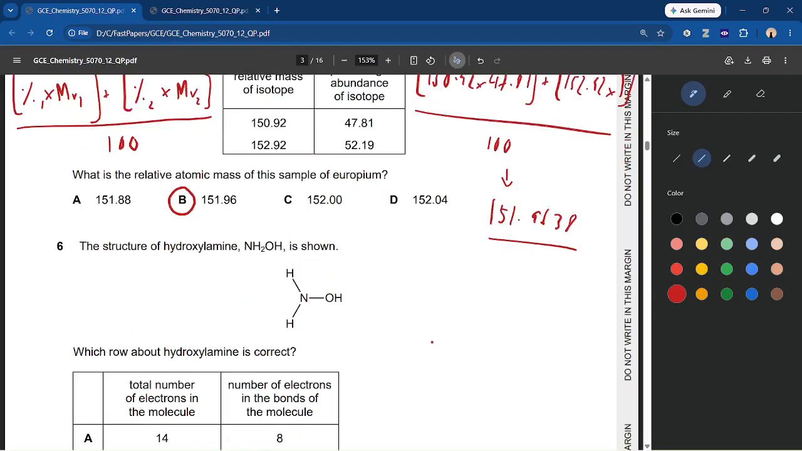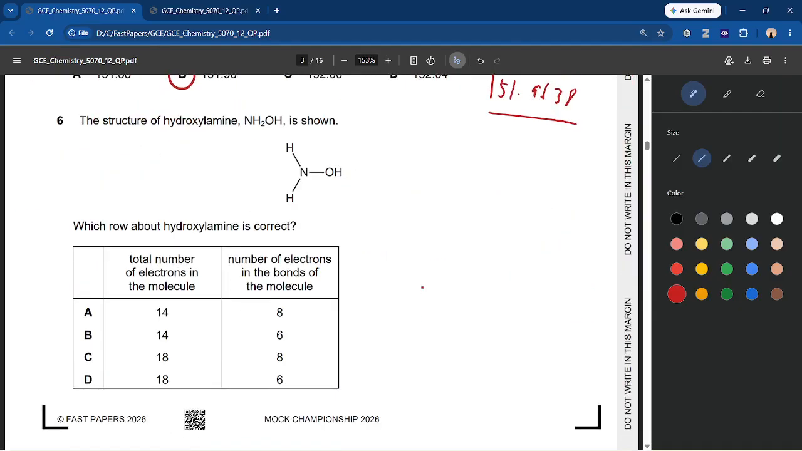All right, the structure of hydroxylamine, NH2OH, is shown. Which row about hydroxylamine is correct? So, total number of electrons in the molecule. So let's figure it out. If you want to figure out the electrons, because this is not an ion, the electron number is equal to the atomic number.